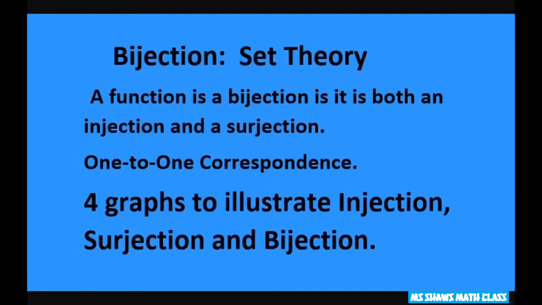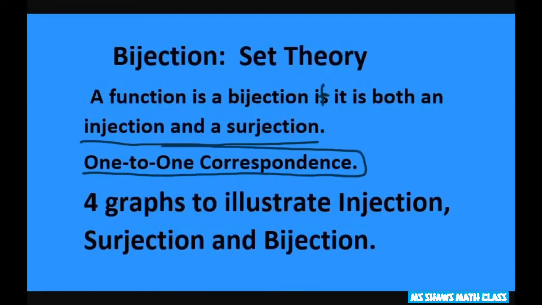A function is a bijection if it is both an injection and a surjection. It's also called a one-to-one correspondence.